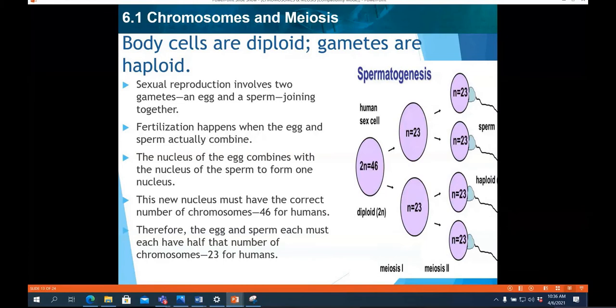And yesterday we discussed that body cells are diploid and gametes are haploid. Then fertilization happens when the egg and the sperm combine, and the nucleus of the egg combines with the nucleus of the sperm to form one nucleus.